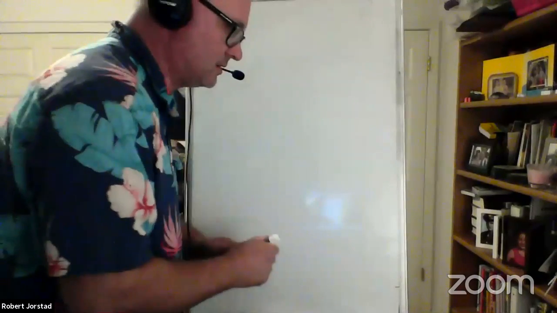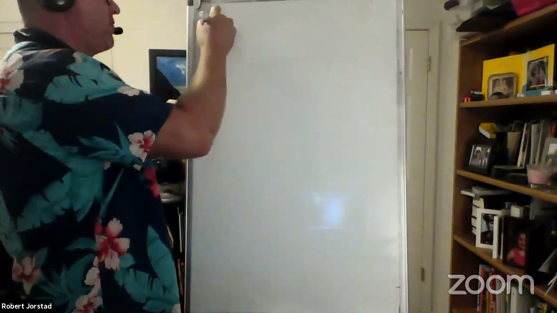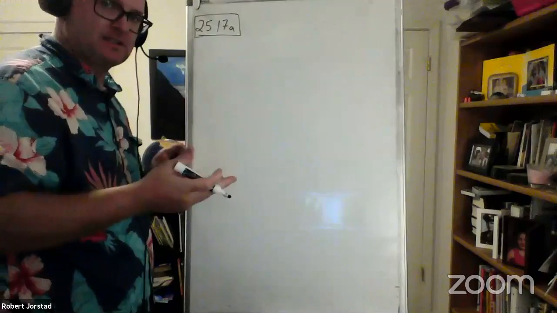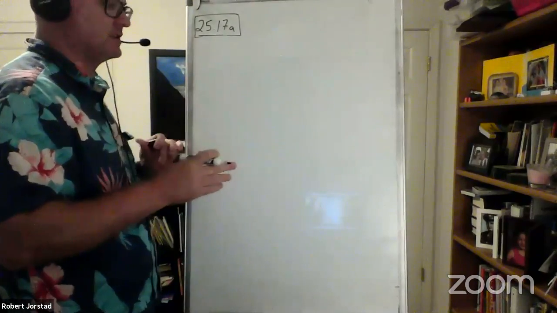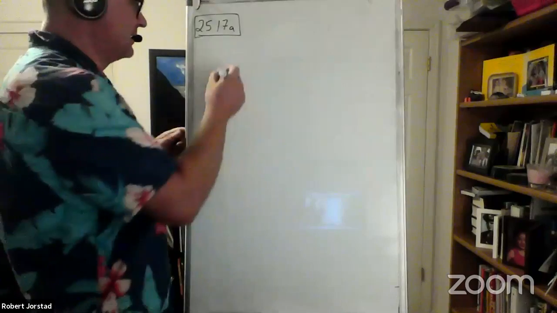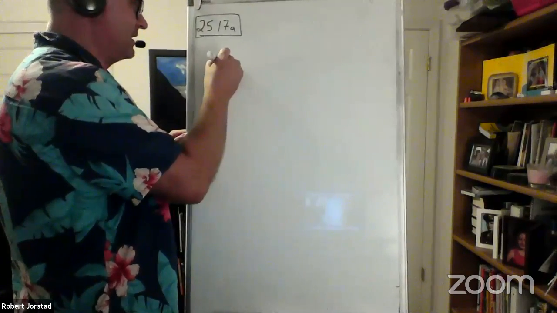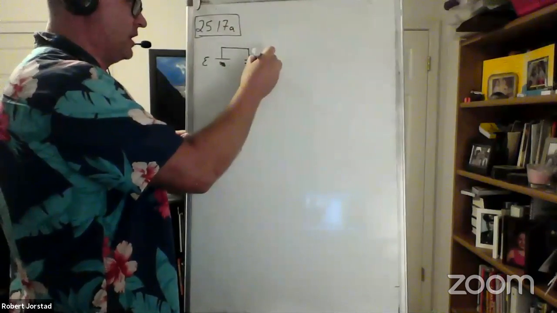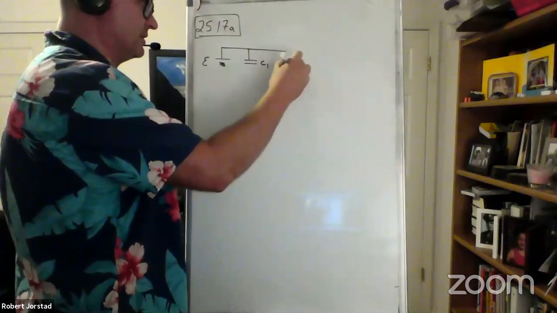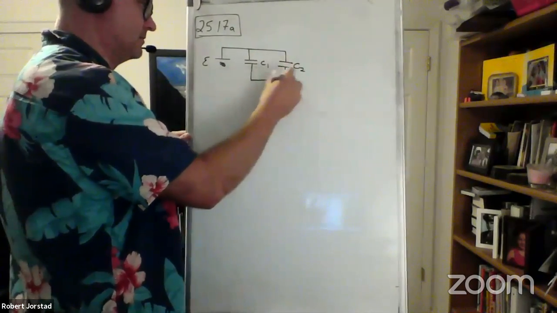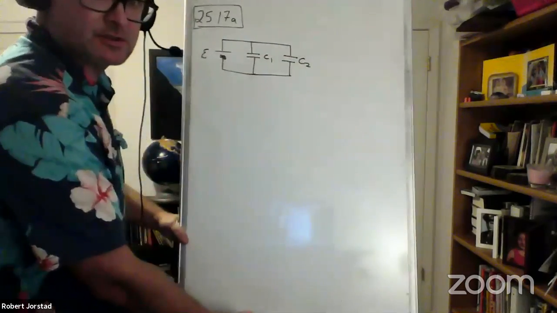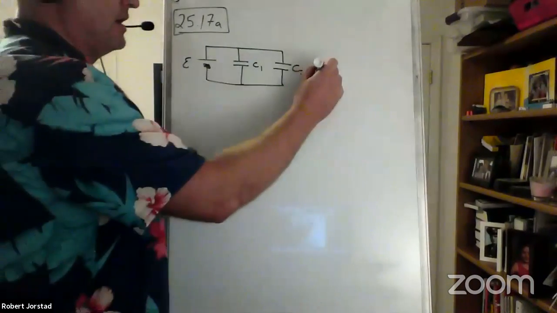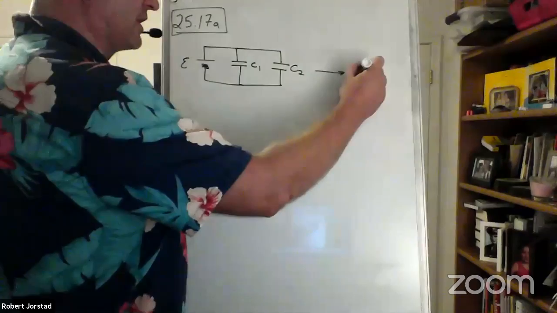I'm looking at 25.17a. Notice the very first step in these dielectric in-outs is trying to first understand the basic circuit without the dielectric. So we have a battery here that has potential difference E. We have C1, C2. Maybe I'll scoot just a little closer for this one. Hopefully you can read that all right. And then I hope you agree that this is going to go into an equivalent circuit with just one capacitor.